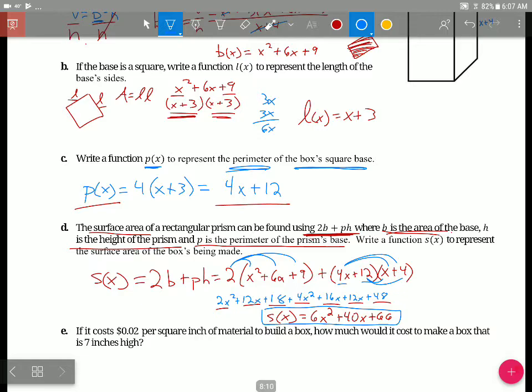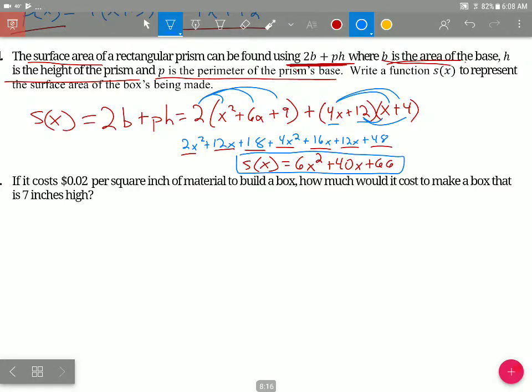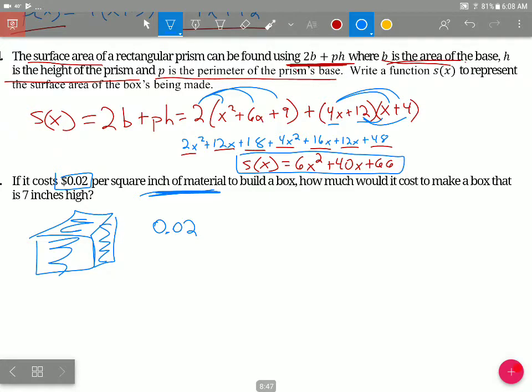Last but not least, if it costs 2 cents per square inch of material to build a box, how much would it cost to make a box 7 inches high? Well, the material is not for the volume of the box. The material is for the area on the outside, the surface area. Those are just pieces of cardboard right there. Okay. So we need 2 cents per square inch. So 0.02 times the surface area.